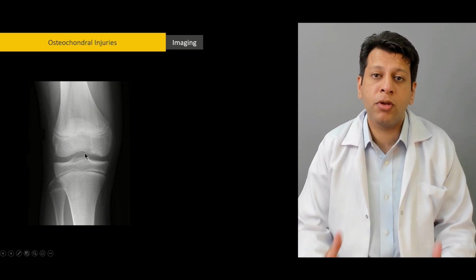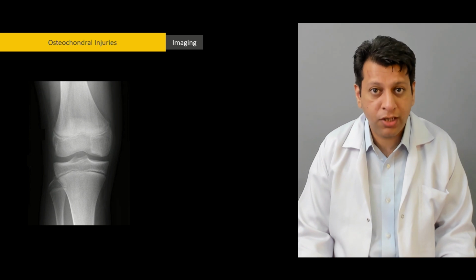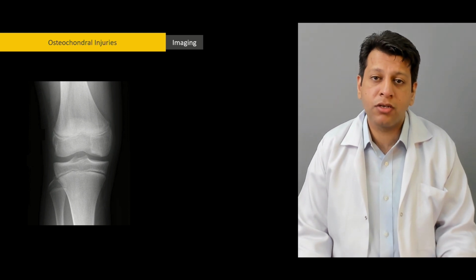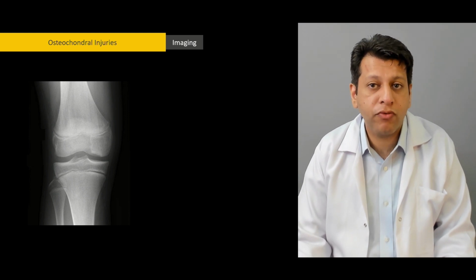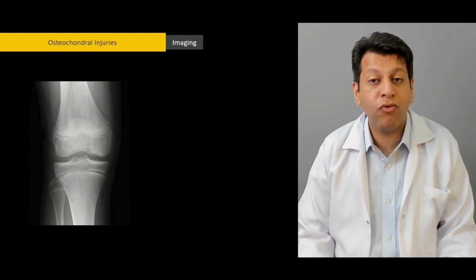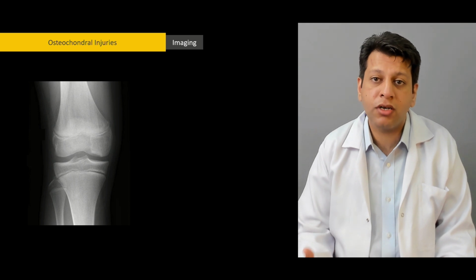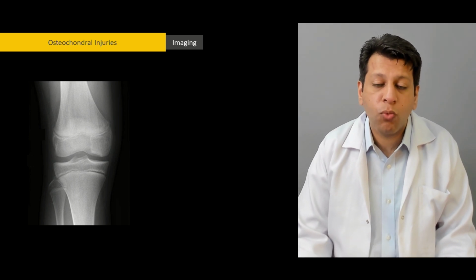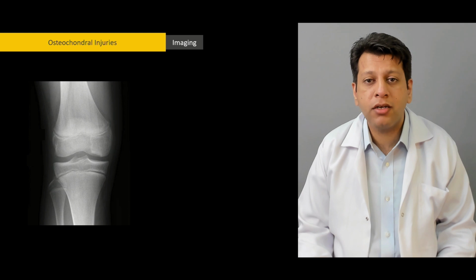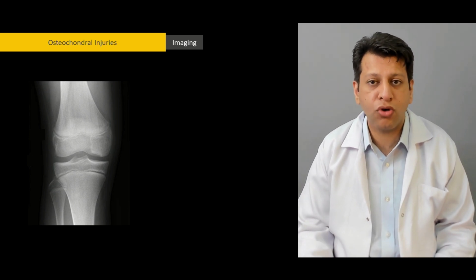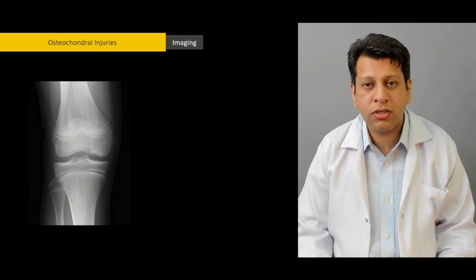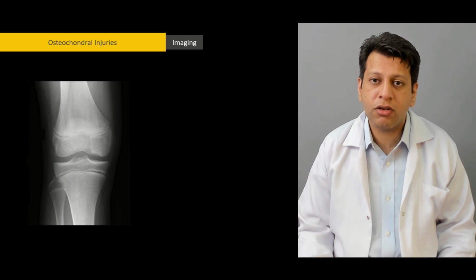This is the most common area involved in osteochondral injury, but it could involve the elbow as well. In the elbow it may involve the capitulum of the humerus. It can involve the ankle as well, where it involves the talus. What is the theory behind it? According to some authors, it is mostly secondary to trauma. According to some authors, it is secondary to degeneration of the articular cartilage.